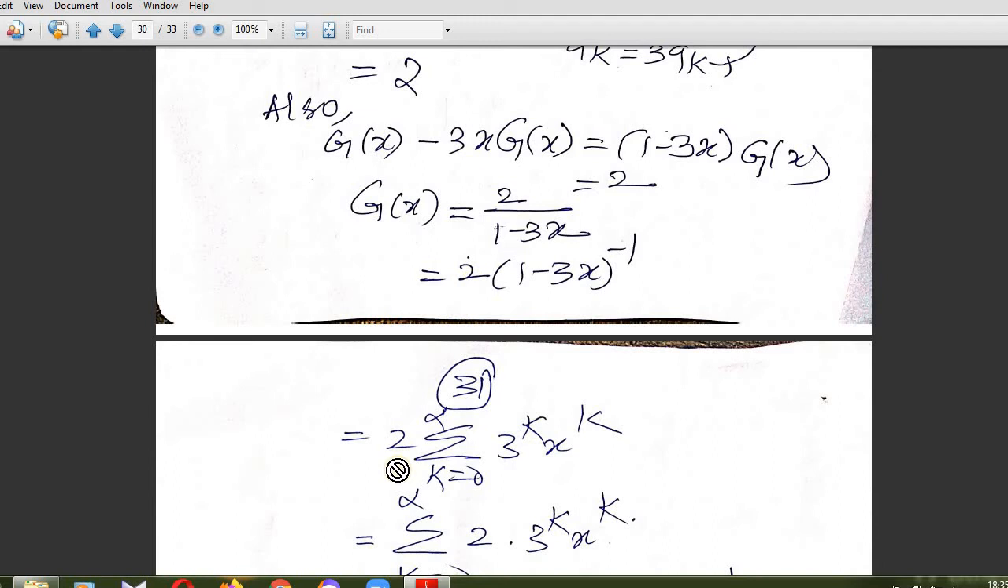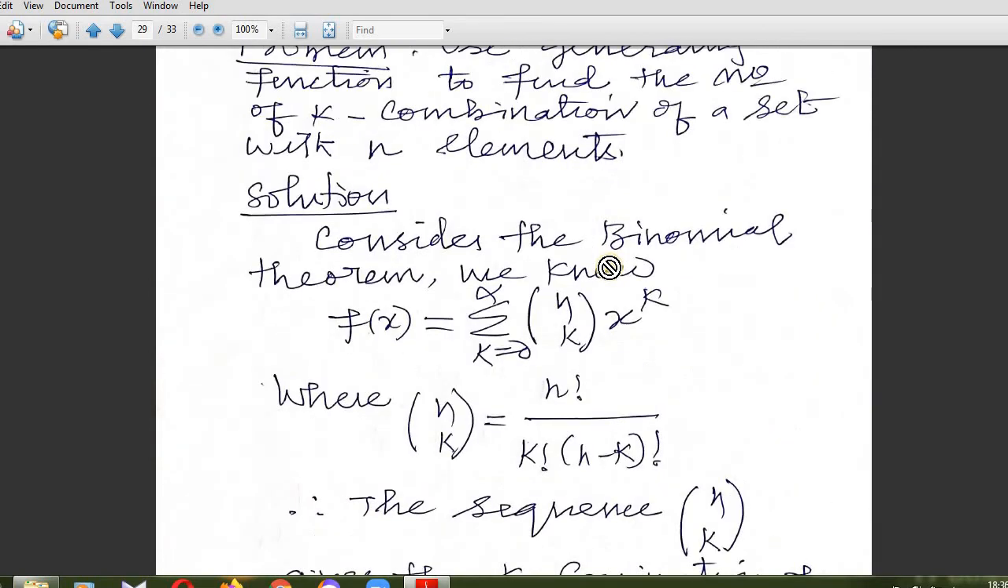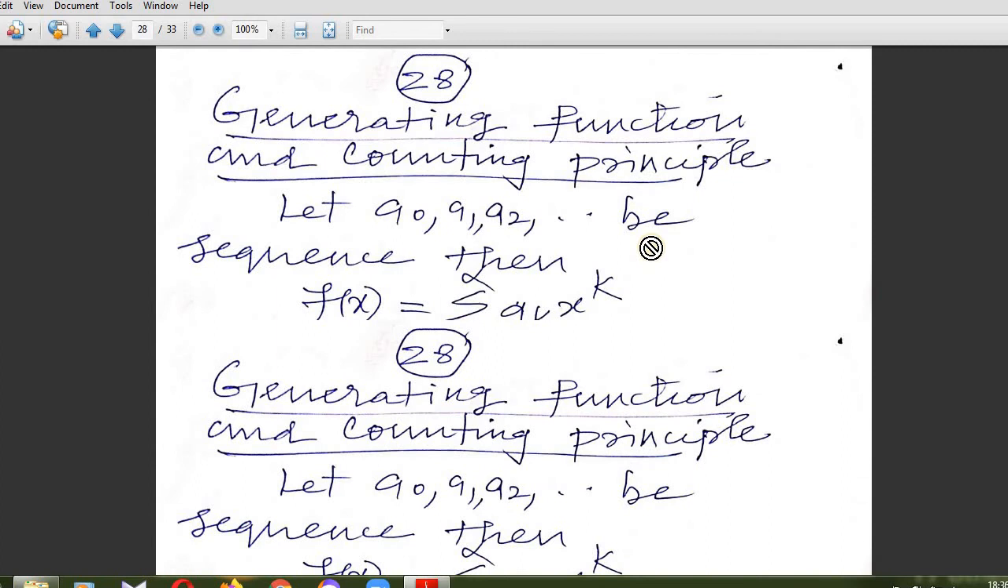2 is a constant, we can bring it out. This expansion we already know, am I correct? The expansion of this is nothing but 2 into 1 plus 3x plus 3 squared x squared plus 3 cube x cube plus dot dot dot. That is the expansion of this, like a power series. Go back and see there, we have studied so many examples like this.